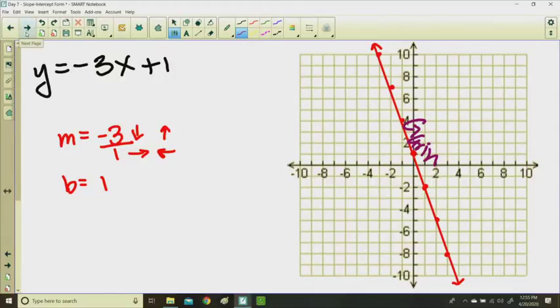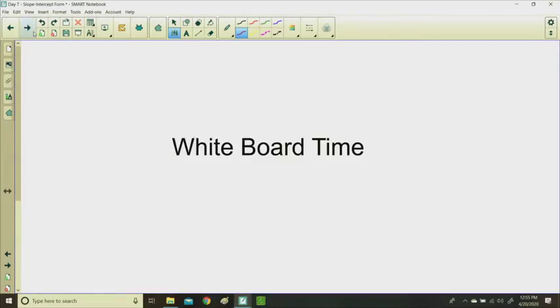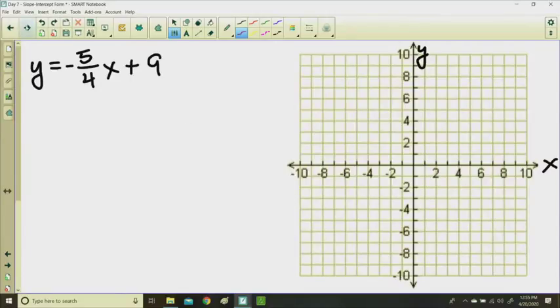All right, last one. And then we're going to go on to the opposite. Okay. So one more and we're good. So here you go. y equals -5/4 x plus 9. I'll let you go and do this one by yourself.